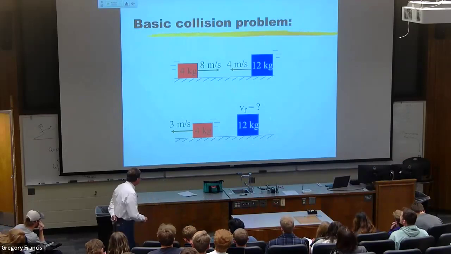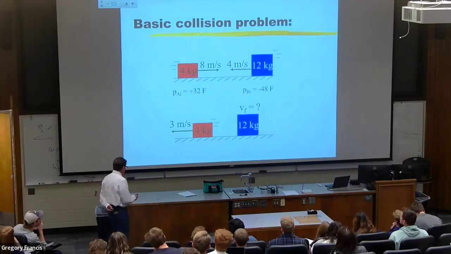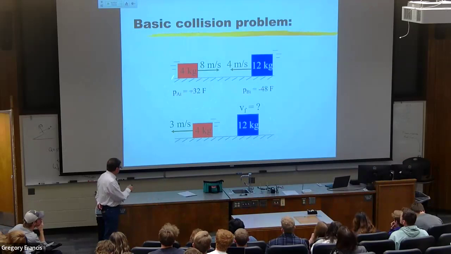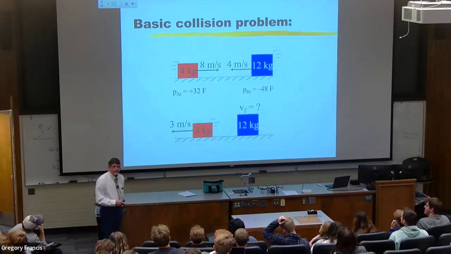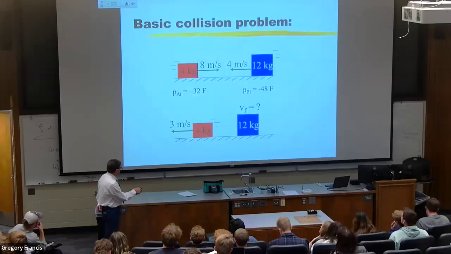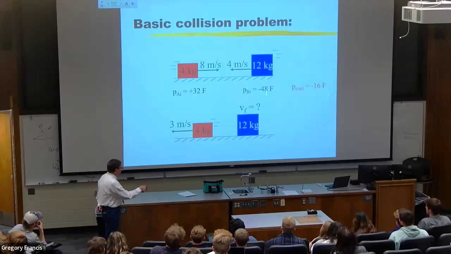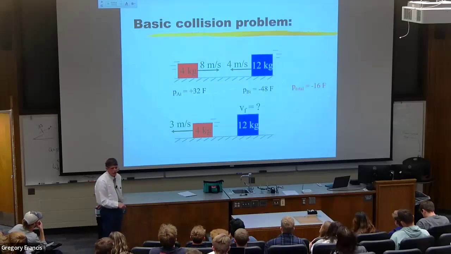And the way you do it is you just look at the momentum. It's not important that this has 32 Franci. It's not important that this has negative 48. This is not going to stay the same, and this is not going to stay the same. What is important is that when I add 32 to negative 48, I get negative 16. The total momentum for the 2-block system is negative 16 Franci. And that's what stays the same. That's what has to still be negative 16 after the collision.